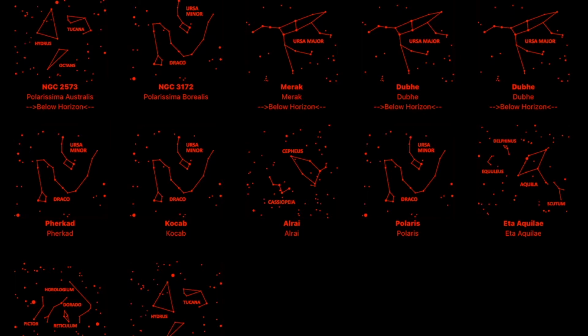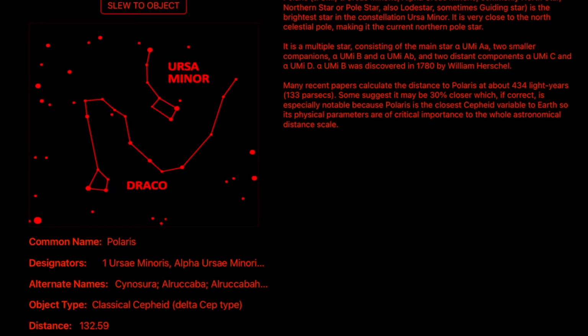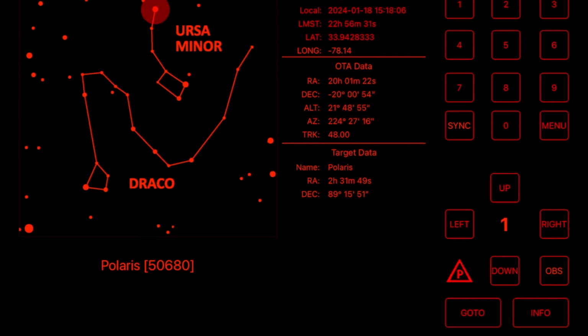Alright, so now we have lots of things that should be somewhere in here. Polaris, let's see. Well, where am I missing? There it is, right there. So we're going to, it's in Ursa Minor, and Polaris, we'll just touch that. And we'll slew to the object. And there she goes.